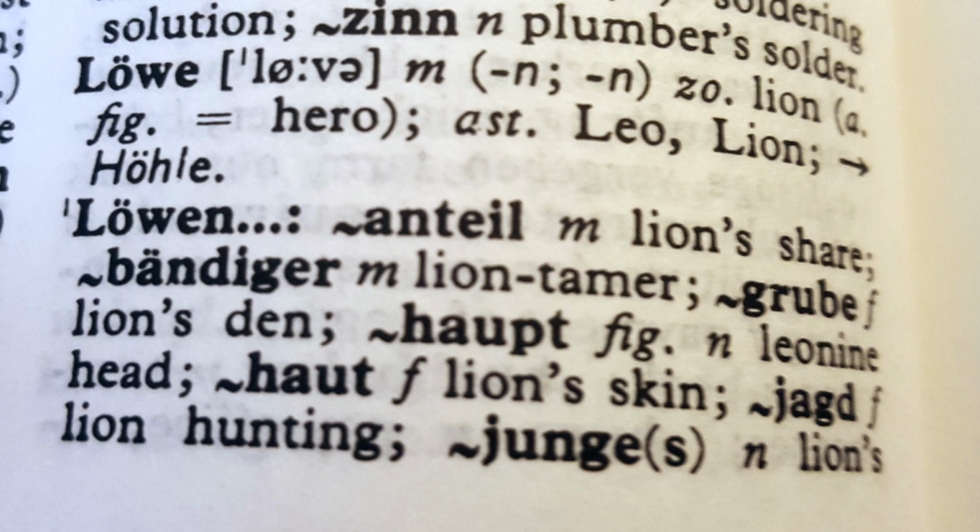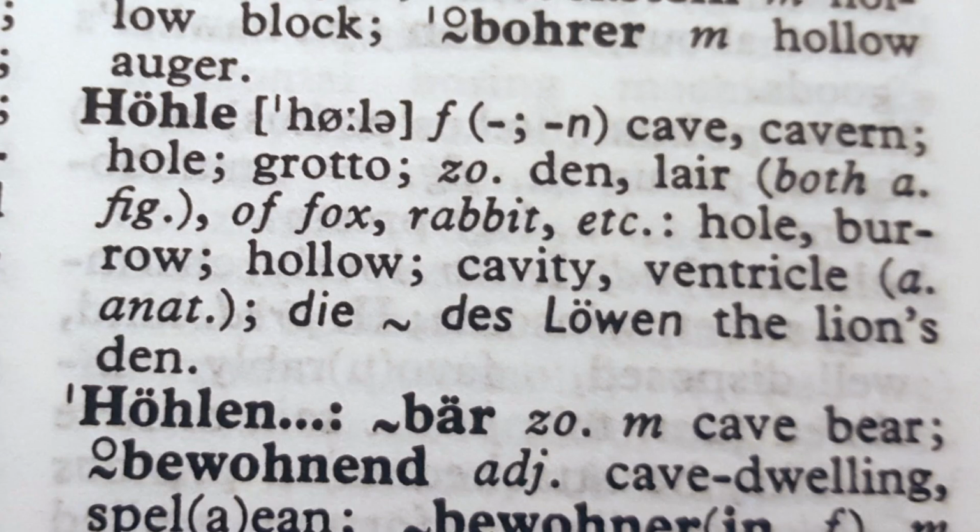There is an arrow at the end of this, which means you might look for the phrase that is under the word Höhle. If you go to Höhle, then you will notice that this means cave. But at the end of the listing, it shows Die Höhle des Löwen, which translates as the lion's den.